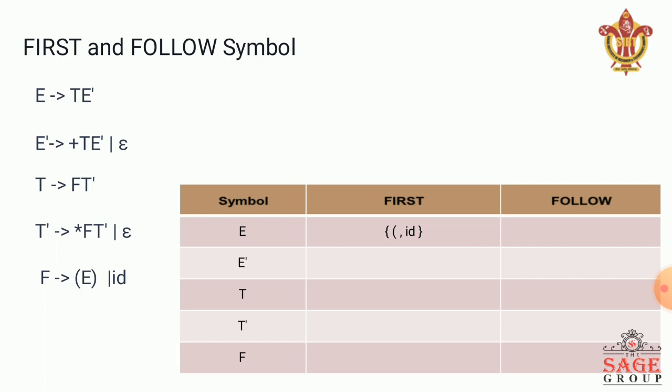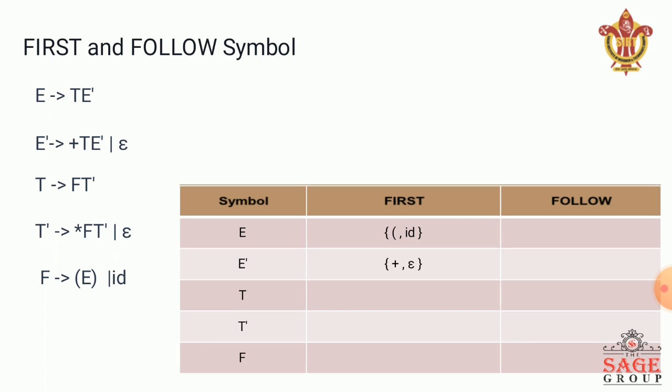So we have seen an example. First symbol: in variable E, E produces TE dash. So here E produces TE dash, and T is also a variable, so we find the first of capital T. Capital T again produces capital F, so we use capital F, and we have seen capital F produces opening bracket and id as first terminals. So opening bracket and id can be included in the first of capital E.